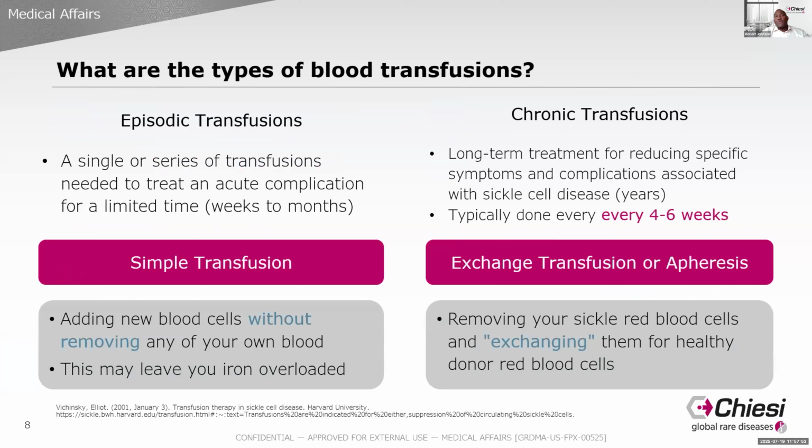So when we're talking about transfusions, what exactly are we talking about? Well, like I said earlier, there are really two types of transfusion. One is called episodic transfusion, and this really is a single series of transfusions. It's needed to treat an acute problem for a limited time. The other is chronic transfusion. This is long-term. They're usually scheduled so that there's a periodicity known to the patient and to the physician of when these transfusions are happening and why they're being done.